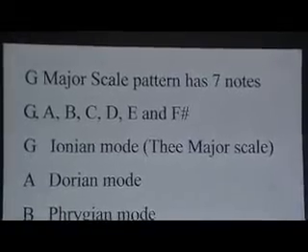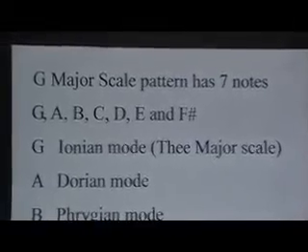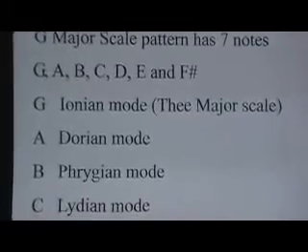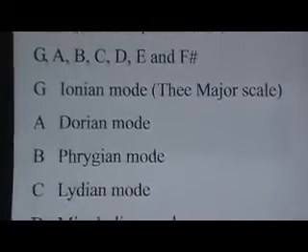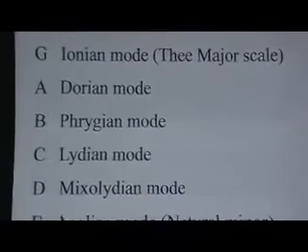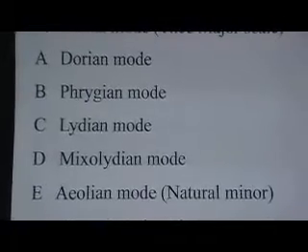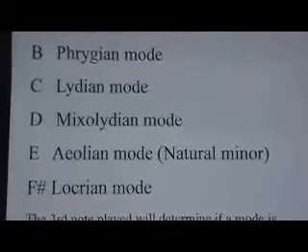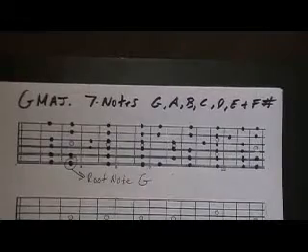But just to move ahead a little bit, if we start off on A, we have the Dorian mode. If we start off on B, we have the Phrygian mode. If we start off on C, it's the Lydian mode. If we start off on D, it's the Mixolydian mode. If we start off on E, it's the Aeolian mode, which is also the natural minor. And then we have F sharp, which is the Locrian mode.